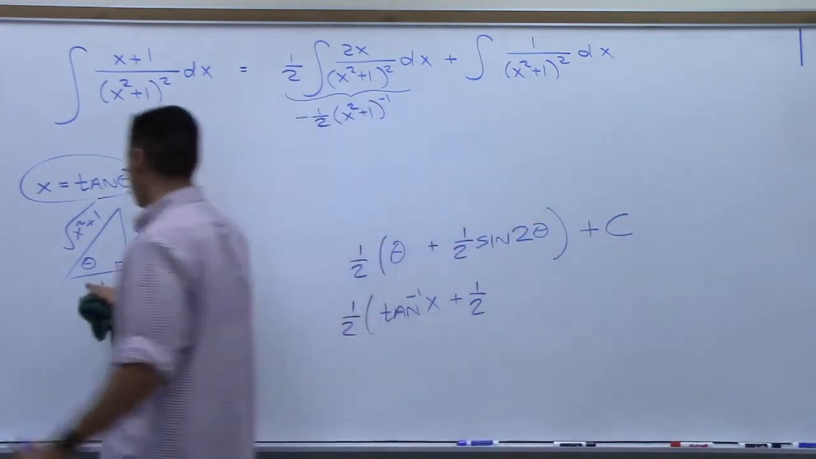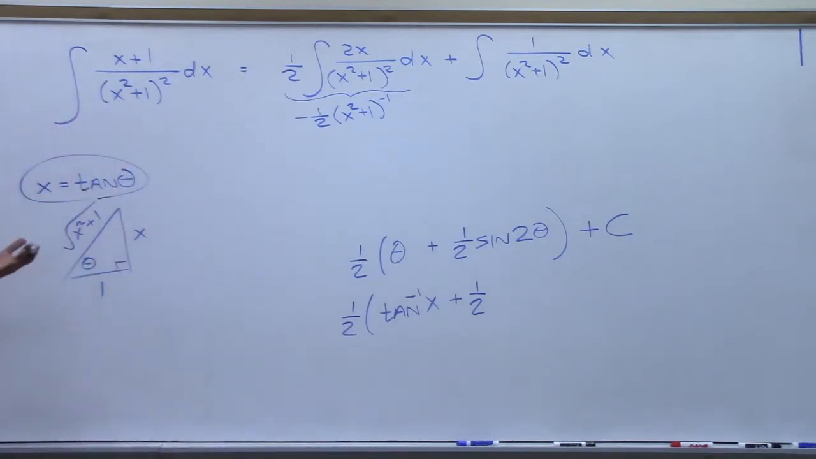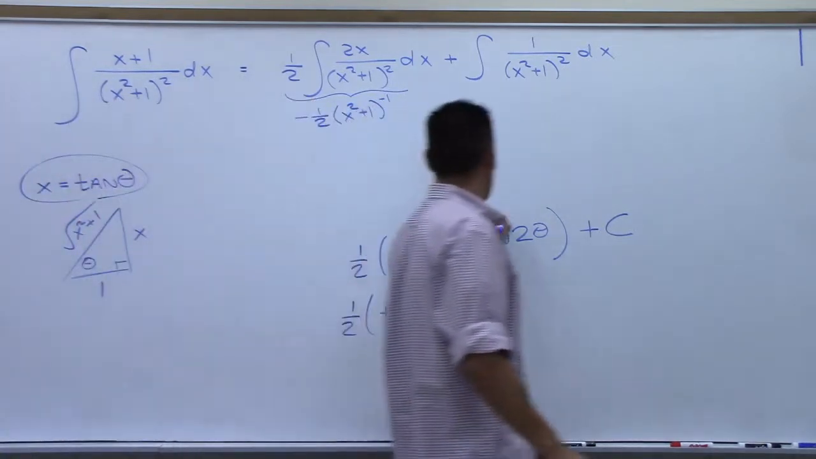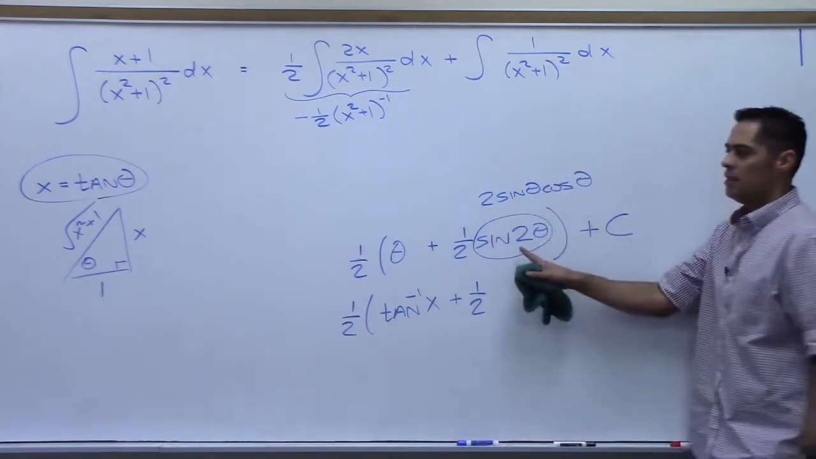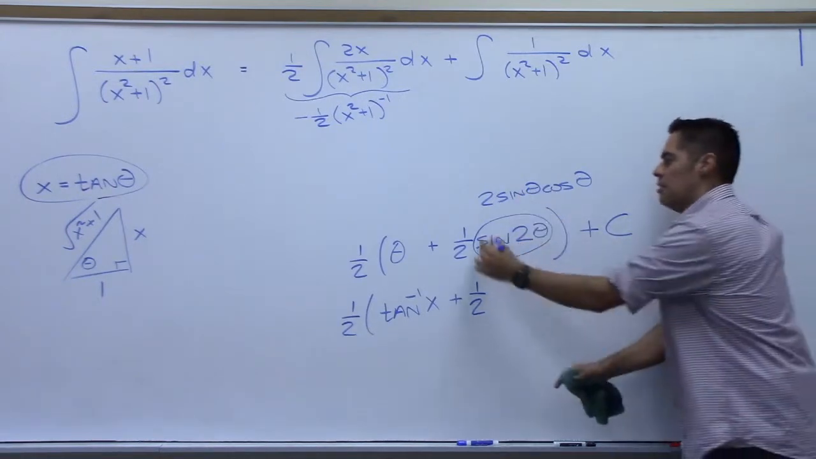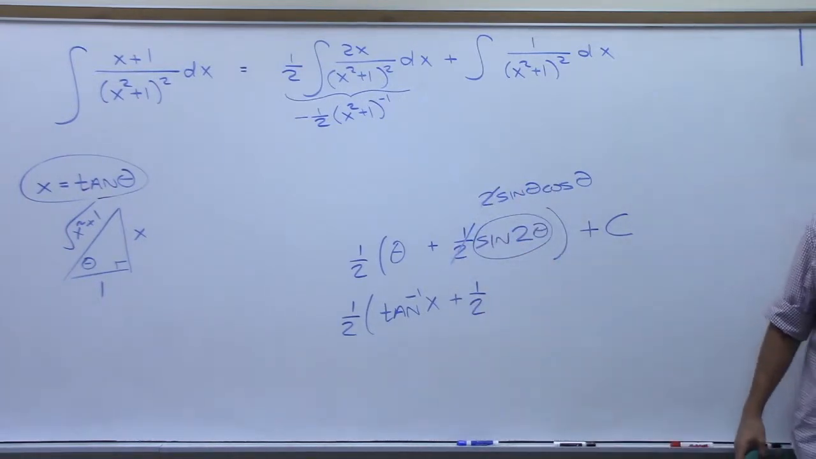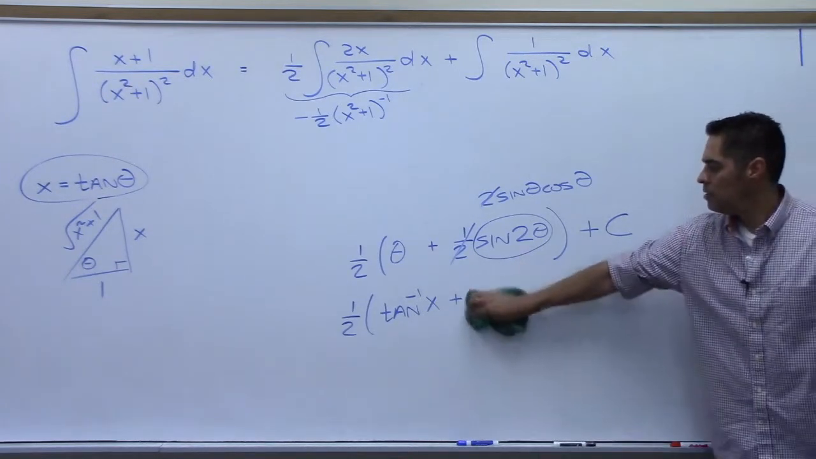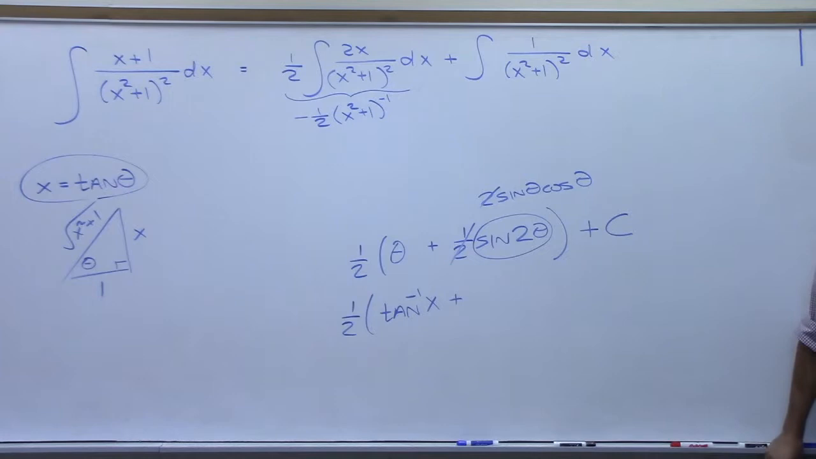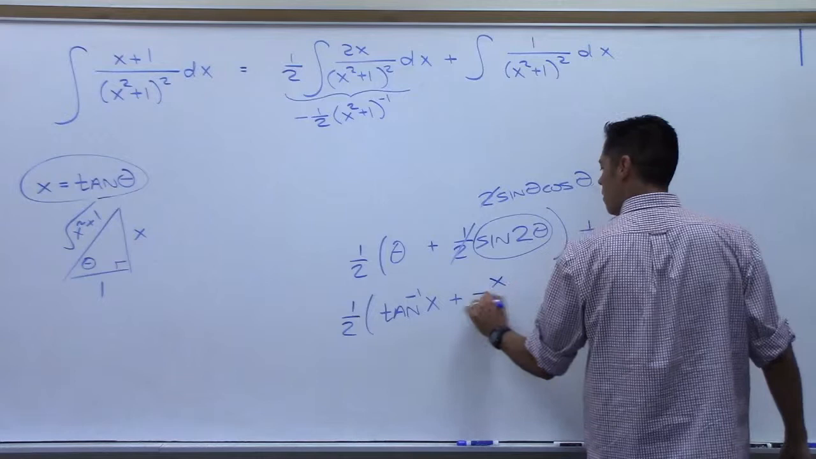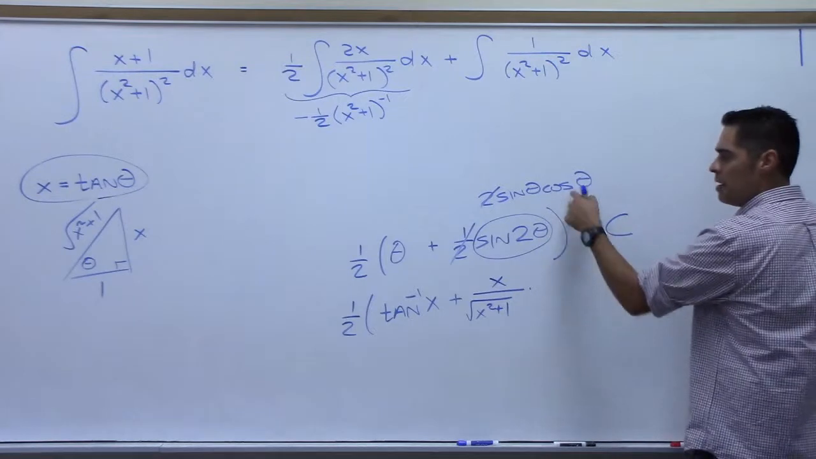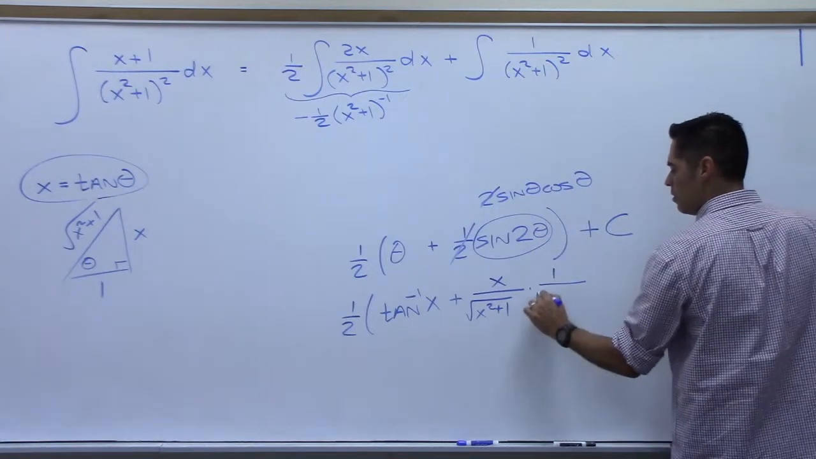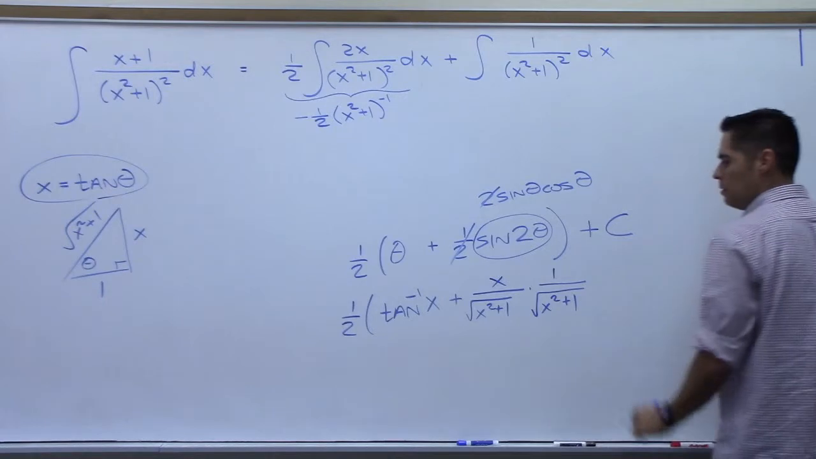You can't do 2 theta because your triangle has theta, not 2 theta. So what? You break this down into 2 sine theta cosine theta using the trig identity. The 2 and the 1/2 will cancel. So I don't need that half. So it'll just be sine theta cosine theta. Sine theta is x over root x squared plus 1 times cosine theta, which is 1 over square root x squared plus 1.